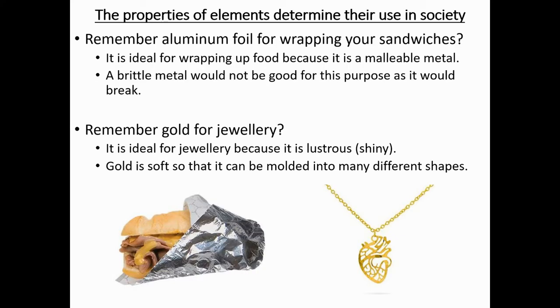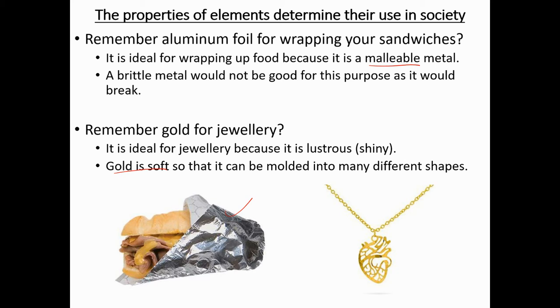And you can see some other examples here. It's gold for jewelry, right? Gold's probably a good idea for jewelry because it's lustrous and it looks nice, right? And gold is also soft as a metal, so you can actually mold it into different shapes. And aluminum, you've probably wrapped sandwiches in aluminum foil before, and it's great for that purpose because it's malleable, so you can compress it and pack it and wrap your sandwich up without it being brittle and shattering when you wrap your sandwich up.